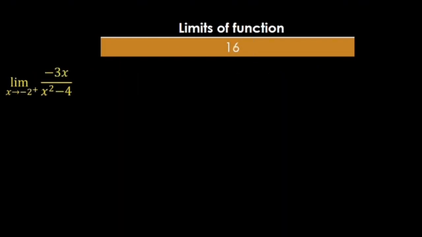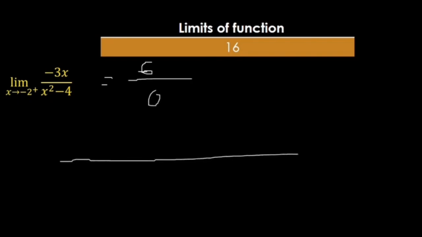We have the limit as x tends to minus 2 plus of minus 3x all over x squared minus 4. If you substitute directly, you are going to have 6 all over 2 minus 4, that is 0. We need to know the variation of that. X squared minus 4 has roots minus 2 and 2. And when x is minus 2 it is 0.